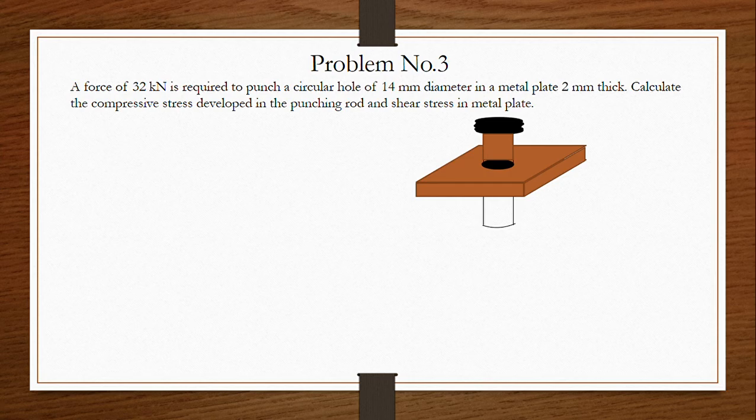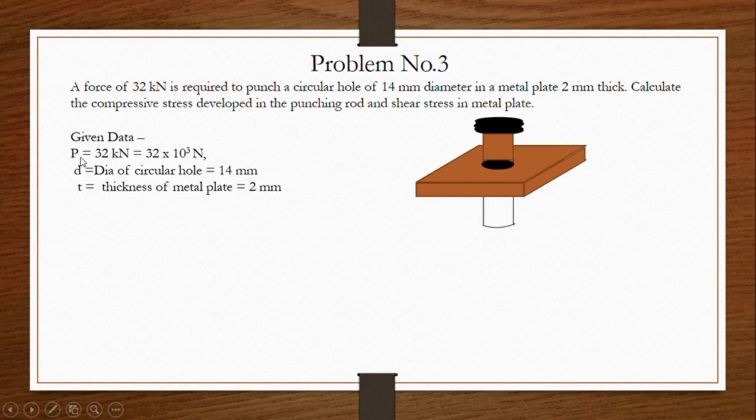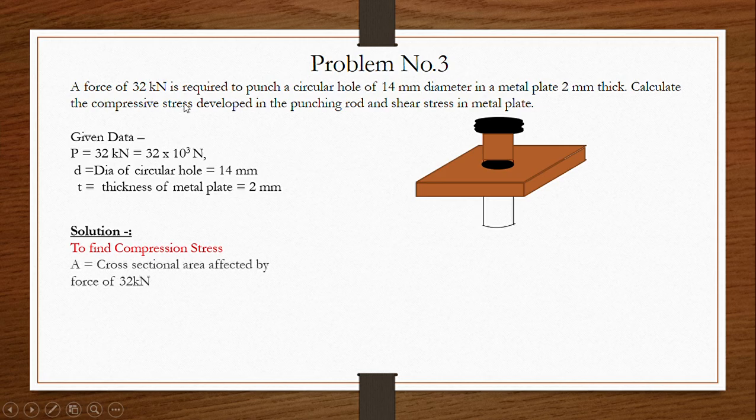So we have to consider there are two stresses. First one is compressive stress, which means the cross sectional area of the circular portion, and the shear stress, which means the area around the circumference. So we have the value P equals 32 kN, that is 32 × 10³ Newton, and small d, that is diameter, is given 14 mm, and the thickness of the plate is 2 mm. Now we have to calculate compressive stress.